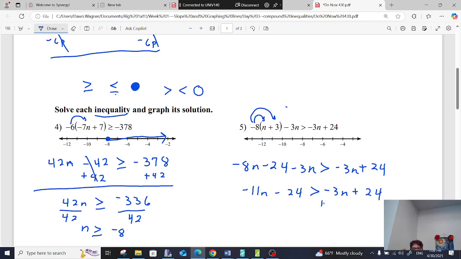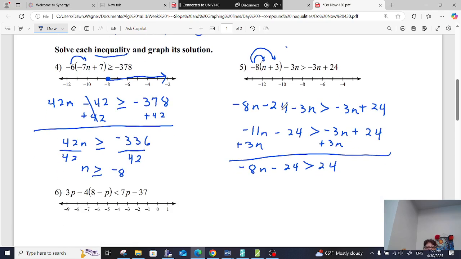I'm going to add 3n to both sides. That would be what? Negative 8n minus 24 greater than 24. I'm going to add 24 to both sides. Negative 8n is greater than 48.